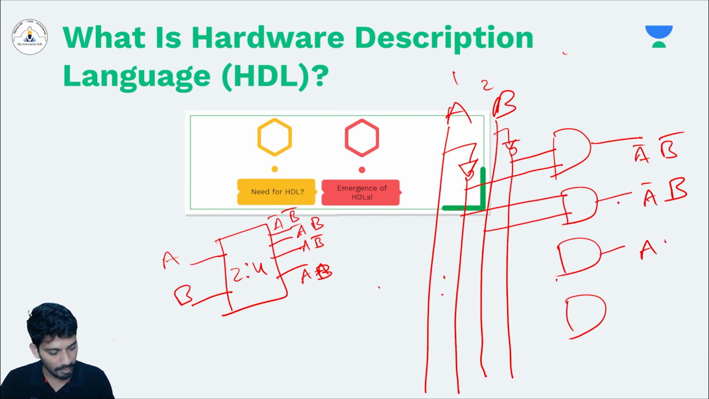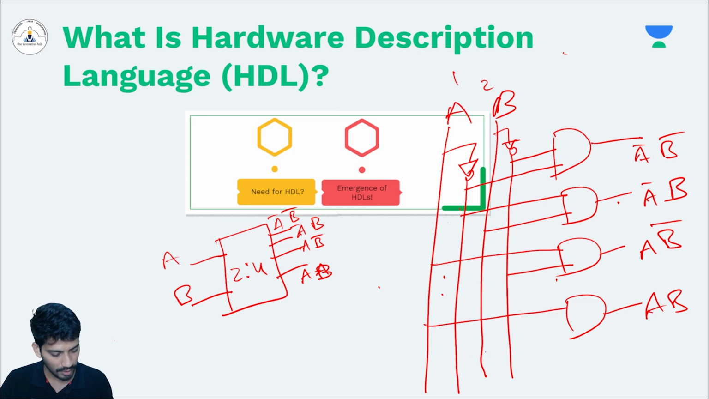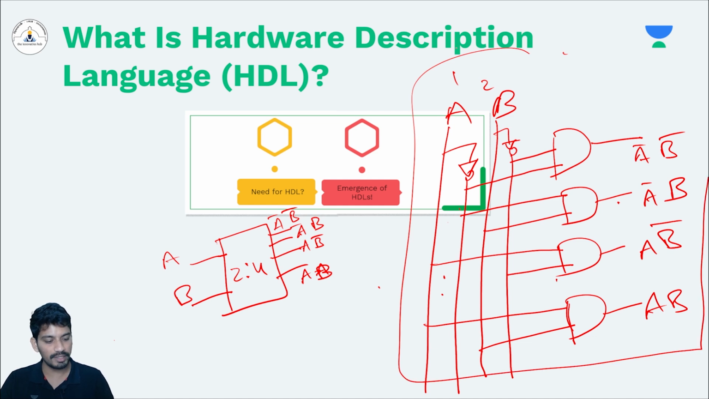Now I want A, B bar. So I'm connecting A and B bar. Fourth output is A and B. So I'm connecting A and B. So doing this manually, it took me around 2 minutes, right?